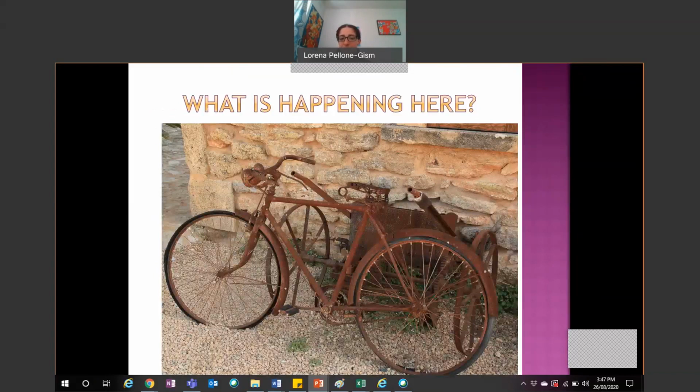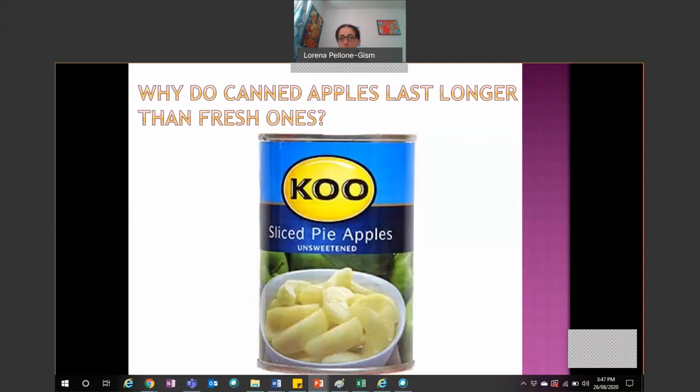Again, what's happening to this bike? You might have heard the word oxidizing or rusting, and rusting is really when we turn iron into iron oxide. So you get that addition of oxygen. And, you know, apples, we can keep them fresher for longer by keeping them in a can. And you might be thinking, because it's actually reducing the amount of oxygen that's interacting with those apples and being able to react with it. So reducing the rate of oxidation by keeping it in a can.